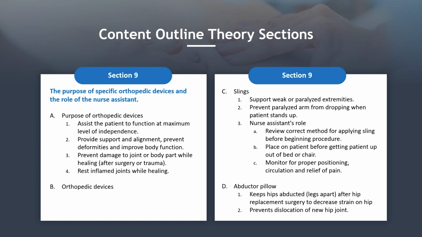Orthopedic devices. Slings. They support weak or paralyzed extremities. They prevent paralyzed arms from dropping when the patient stands up. The nurse assistant's role is to review correct method for applying the sling before beginning procedure. Place on patient before getting patient up out of the bed or chair. And monitor for proper positioning, circulation, and relief of pain.